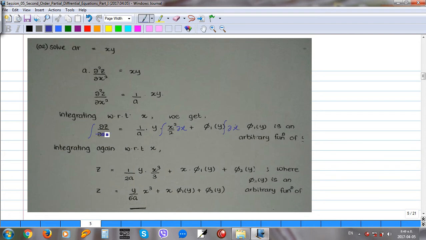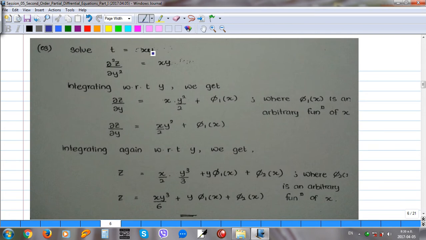If you integrate this, here remaining z, right? Then 1 over a times y remaining there, then x cube over 3, plus phi 1 y times x plus another constant. So you can simplify this. Then finally you can write z equals y x cube over 6a plus x phi 1 y plus another constant, where these constants are arbitrary functions of y. This is the way of solving these types of problems.